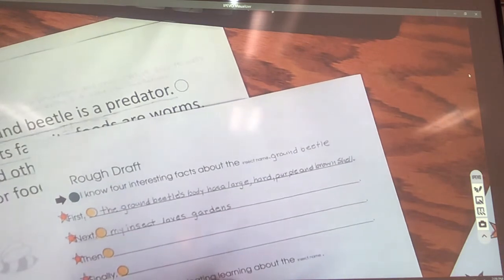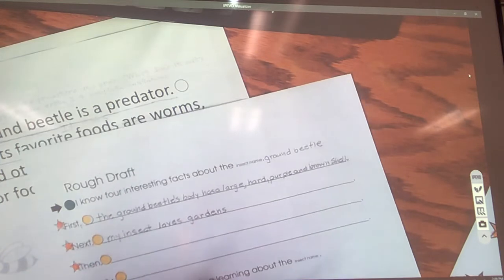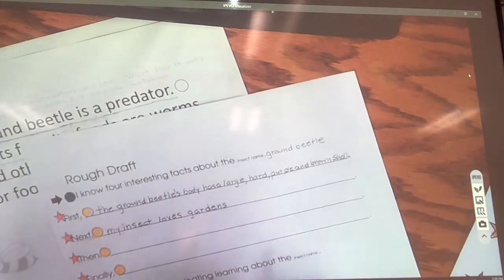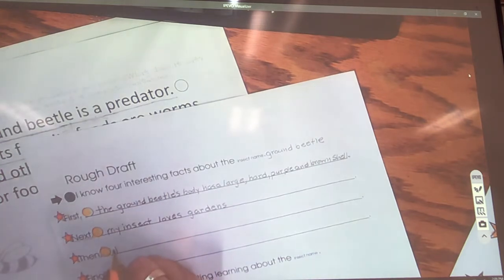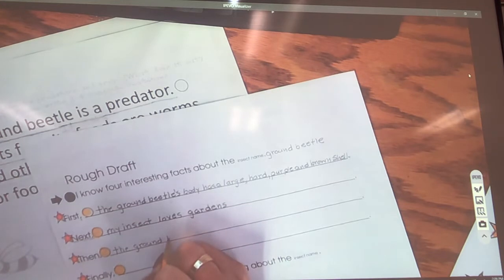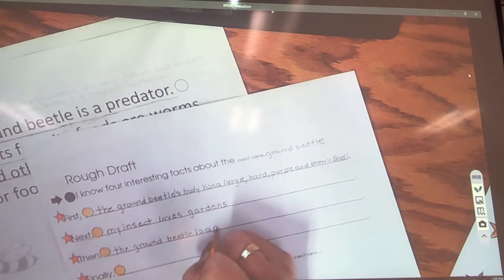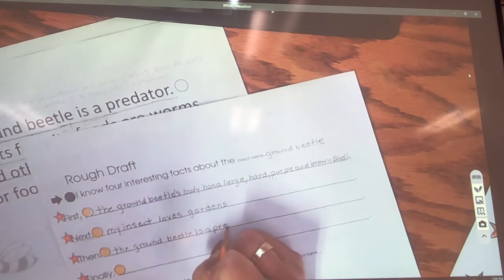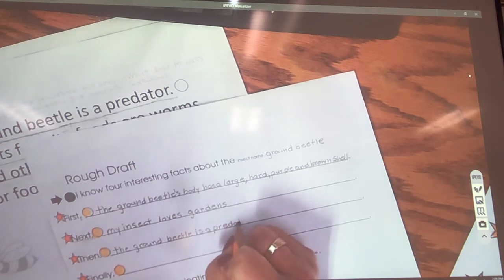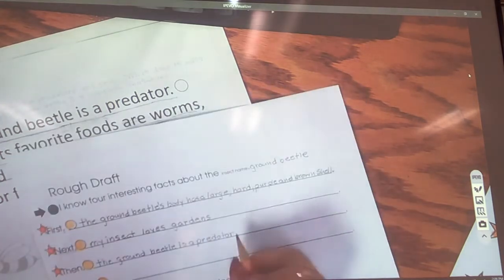Okay, I think I'm gonna write, I guess the ground beetle is a predator. All right, I'm gonna start the ground beetle again. I know I said try and mix it up a little. Then, I'm gonna write the ground beetle. I'm gonna change this a little. The ground is a predator. I'm going to put a period, okay?